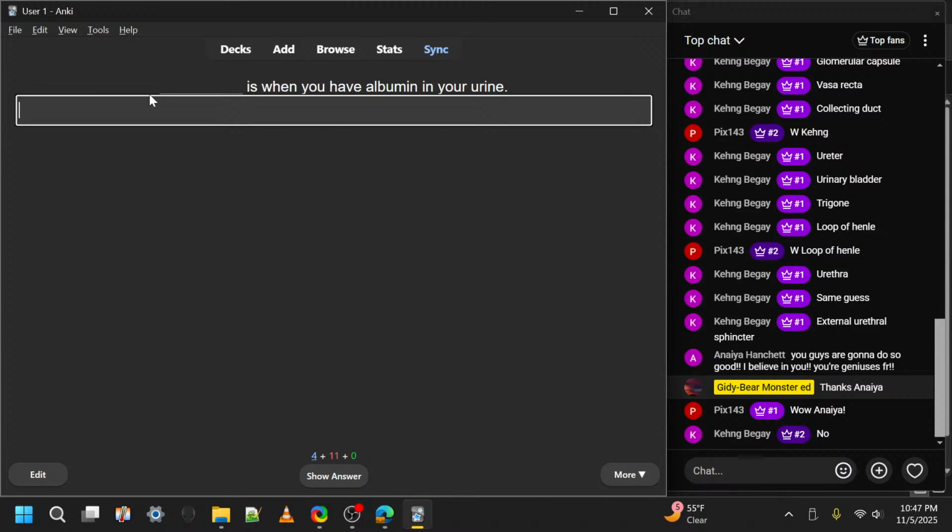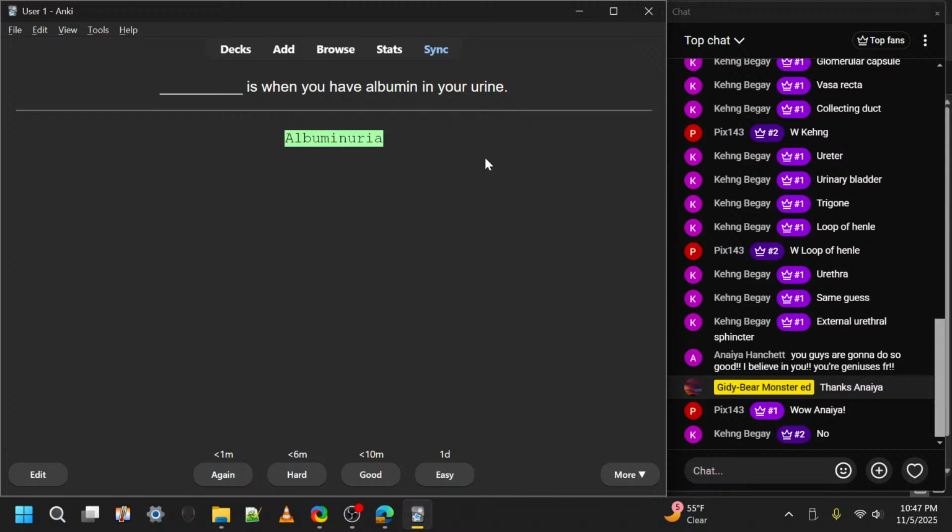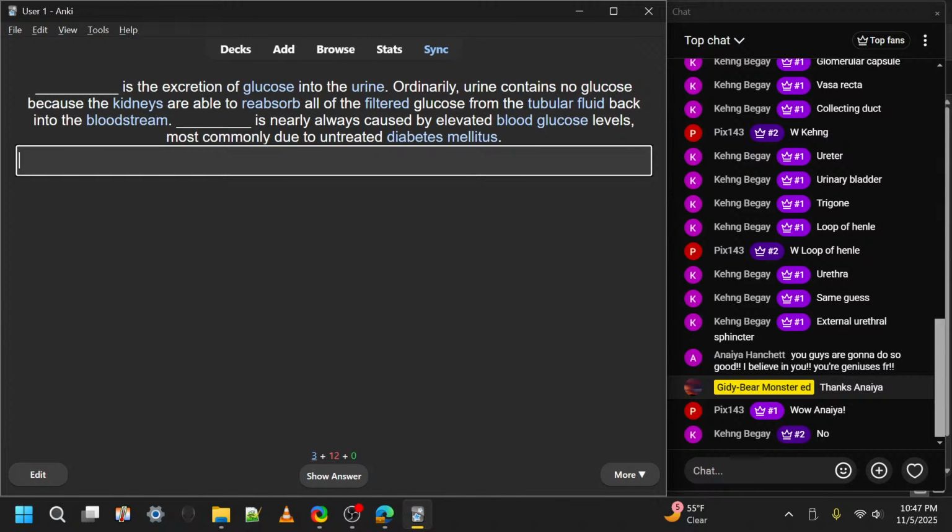Beautiful. Okay. Blank is when you have albumin in your urine. Oh shoot, these are all the ones. This one is easy. It's albuminuria. Yes. Let's go. Alright, you got the next one, Kang.